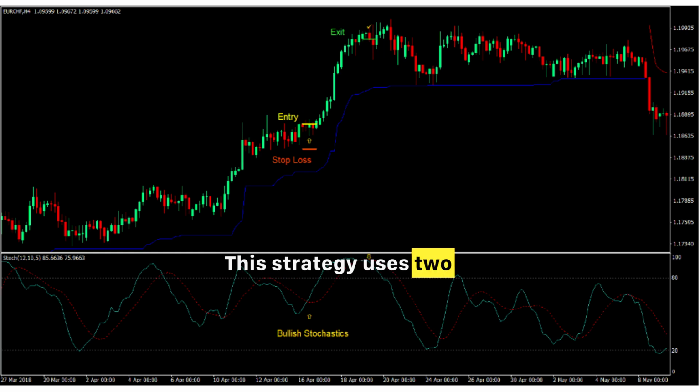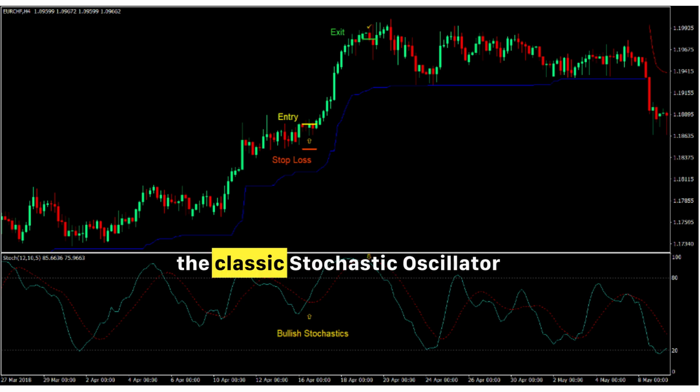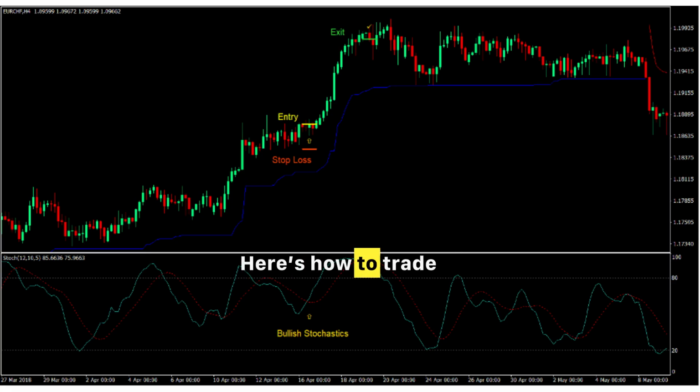This strategy uses two main tools: the Chandelier Stops V1, which acts as a trend filter and dynamic trend line, and the classic Stochastic Oscillator, which catches the momentum retrace. Here's how to trade it.